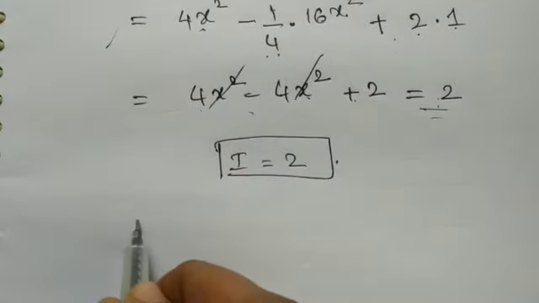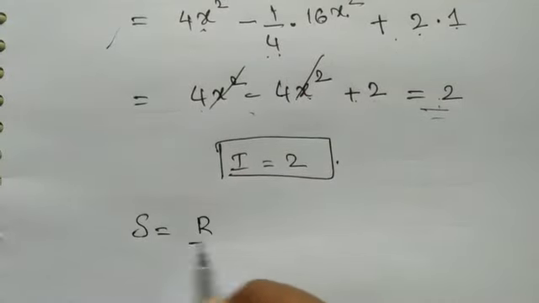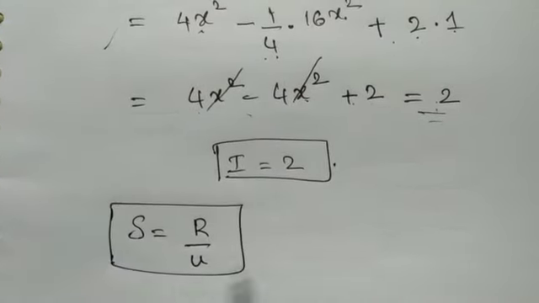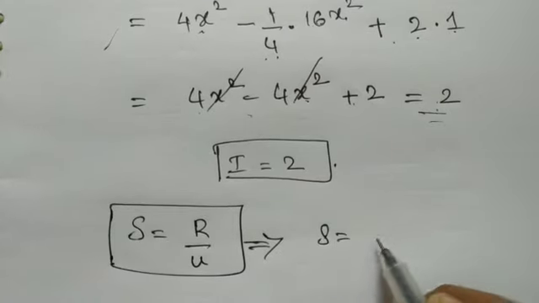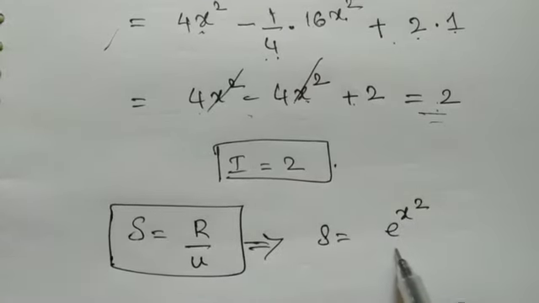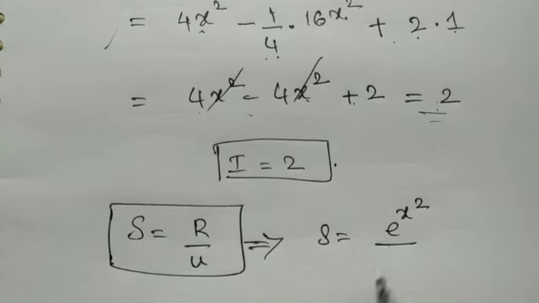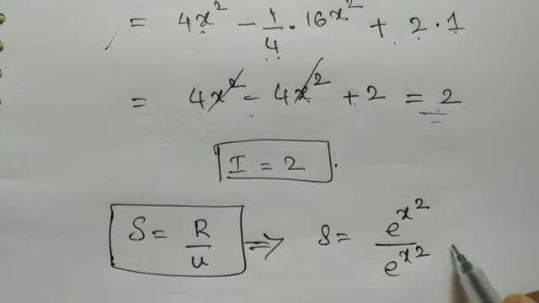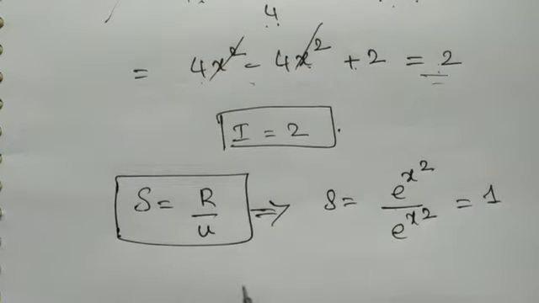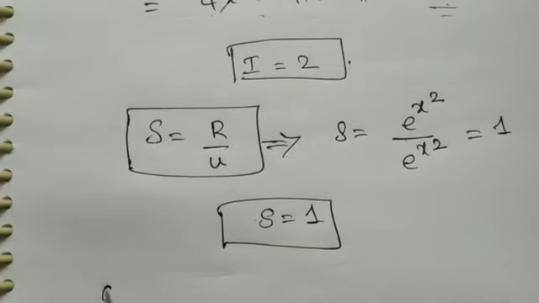Next, to find the value of S. S equal to r by u. Therefore S equal to r value e power x square by u value, which is also e power x square. So S equal to 1.